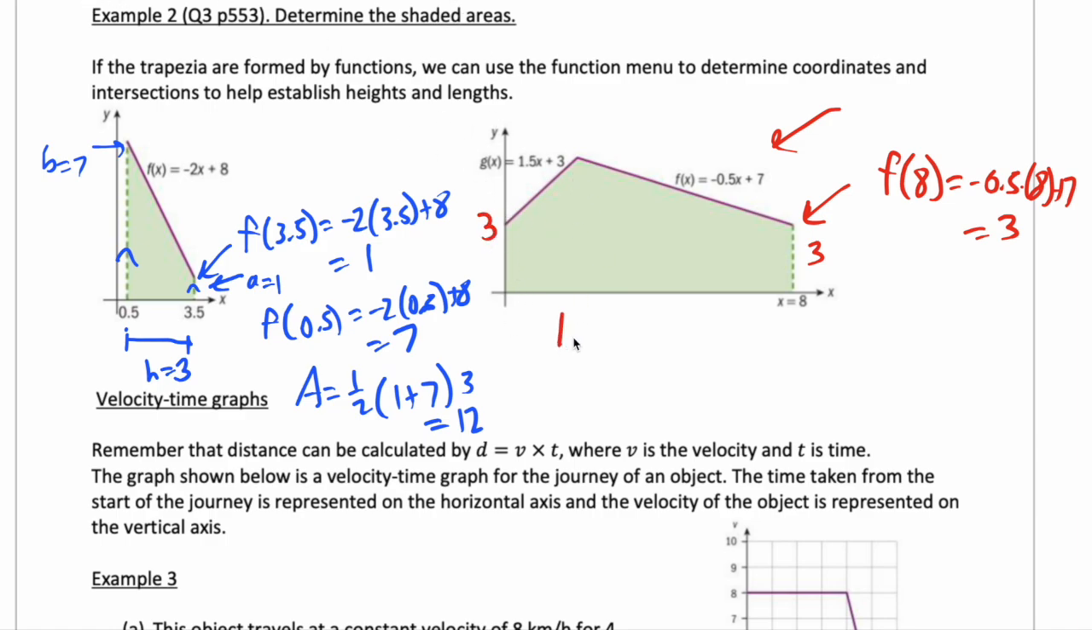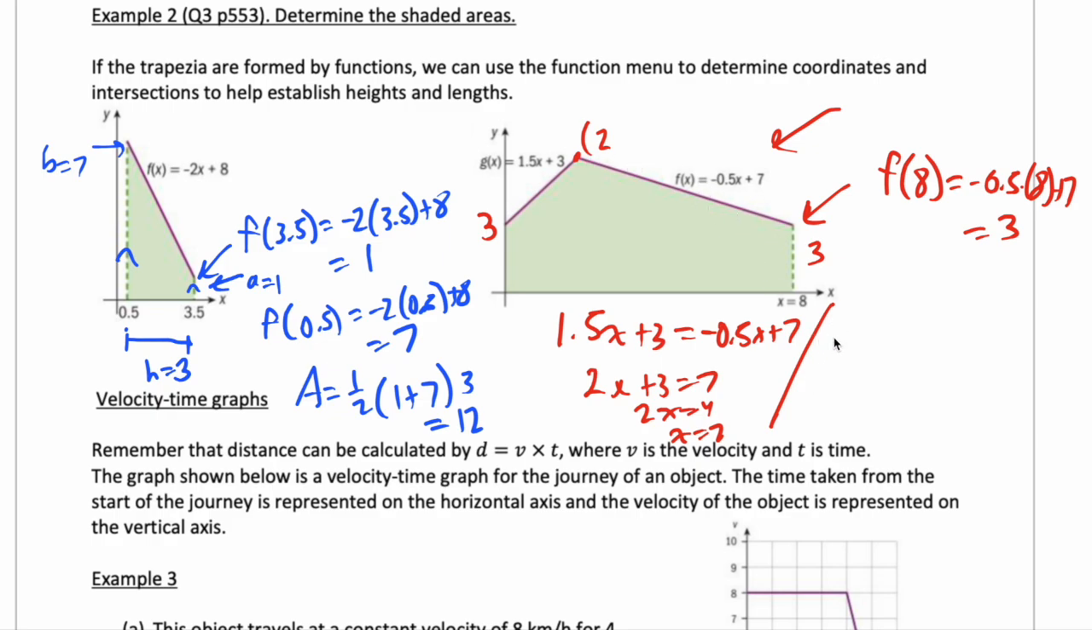Okay, so for the point of intersection, we set 1.5x plus 3 equals negative 0.5x plus 7. You can solve by graphing, and sometimes that's the easiest way, but I'm just going to add 0.5x to both sides, so you get 2x plus 3 equals 7. 2x equals 4, so x equals 2. What's the y value? We can substitute into either equation and should get the same thing. g of 2 equals 1.5 times 2 plus 3, that's 3 plus 3, which is 6. Then you can get the area.